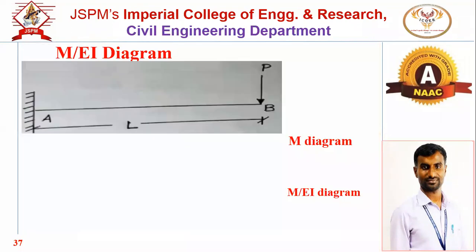Okay. Now we will discuss the M by EI diagram. Now this is the cantilever beam subjected to the point load at free end. Now we will see what is the difference between M diagram and M by EI diagram. Now what is the nature of BMD or M diagram for this particular cantilever?